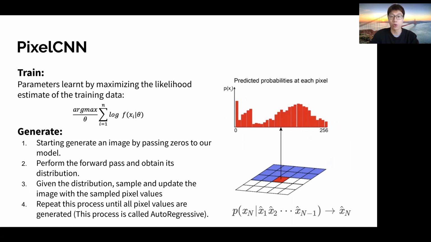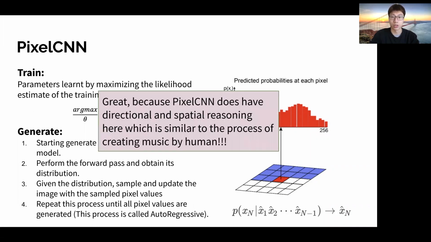And for image generation, we do it pixel by pixel. At first, we generate an image by passing zeros to our model. It should not affect the first pixel because its value is modeled to be independent of all other pixels. Therefore, we perform the forward pass and obtain its distribution. Given the distribution, we first sample and then update the image with the sampled pixel value. In the following steps, we repeat this process until all pixel values are generated. This is great because PixelCNN considers directional and spatial reasoning here, which is similar to the process of creating music by humans.